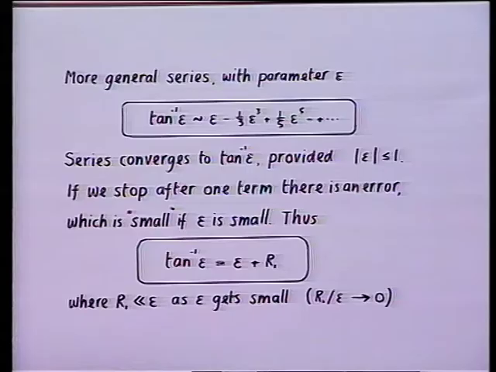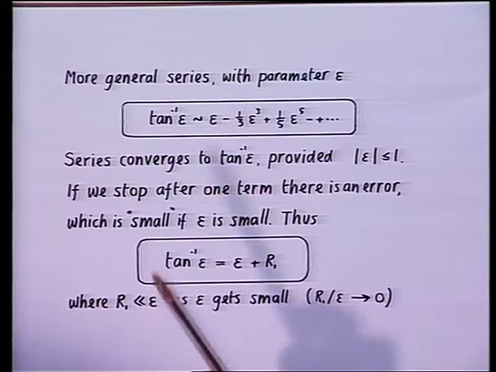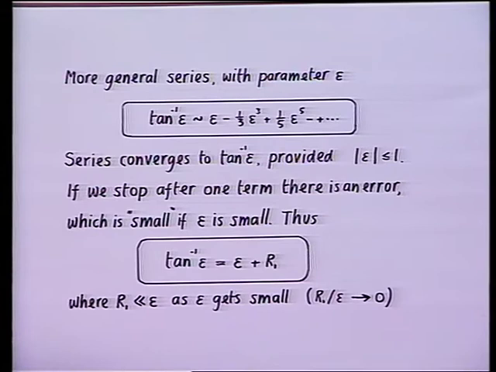A generalization of that is the corresponding series for tan to the minus 1 of epsilon, that is the angle whose tangent is epsilon. And here in the rest of this talk, I'm going to use epsilon to denote a small number. Usually epsilon will be regarded as a small positive number, but sometimes it can be either positive or negative. Let's then look at this expression for tan to the minus 1 of epsilon. Again, it is a series which continues indefinitely. It can be shown that if epsilon is less than 1, this series does converge to the correct value, tan to the minus 1 of epsilon.